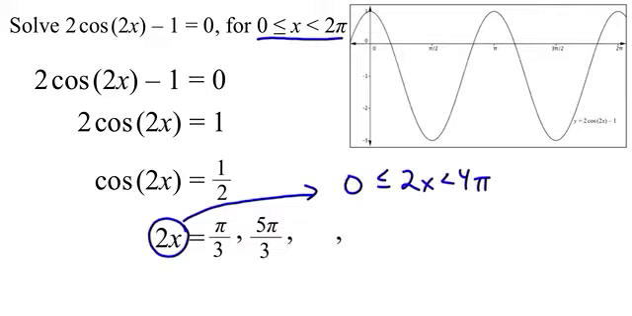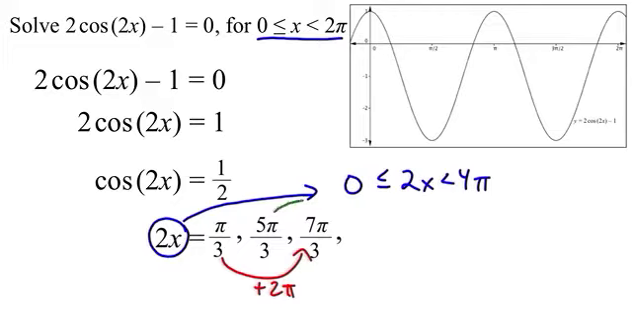So in addition to these two, we're going to go around the circle one more time. Going around the circle one more time just means adding 2 pi. If I add 2 pi to pi over 3, I'm going to get this answer here, which is 7 pi over 3, right? Just 2 pi is the same as saying 6 pi over 3, so add 6 pi over 3 to pi over 3, and you get 7 pi over 3.